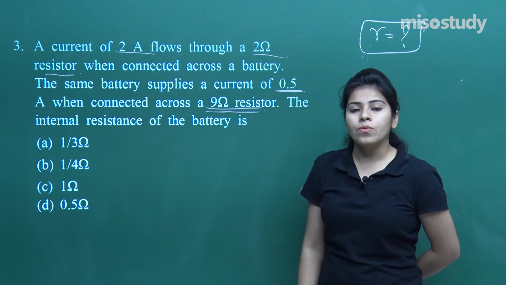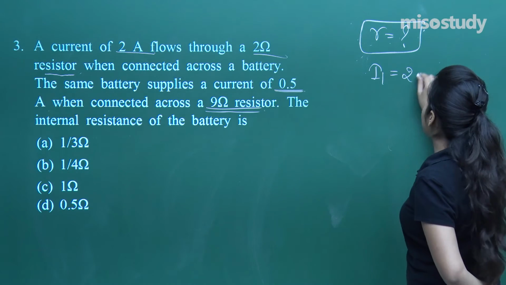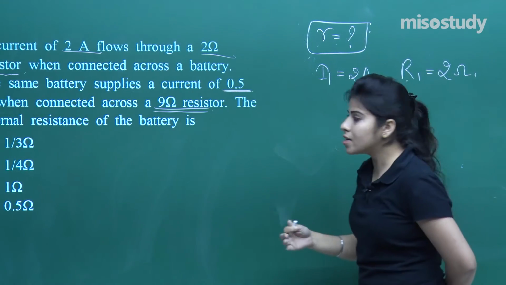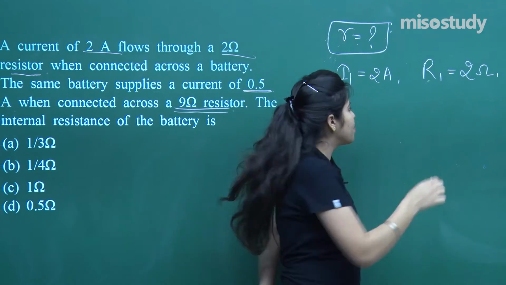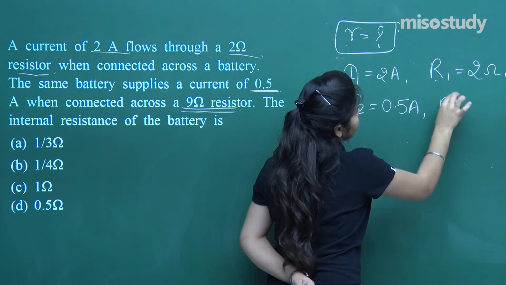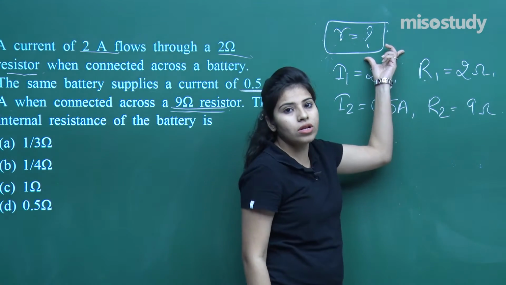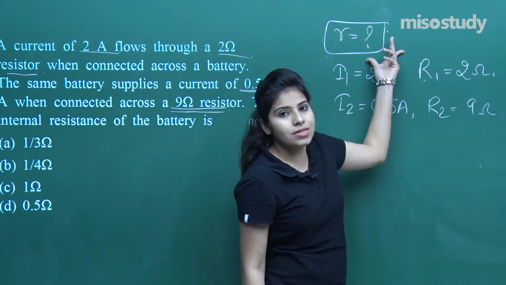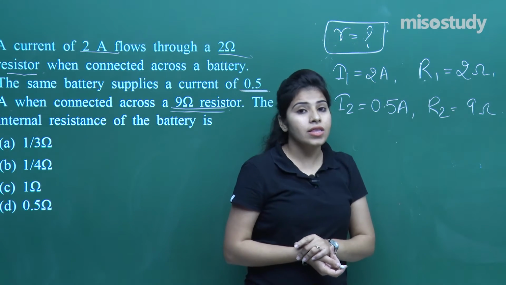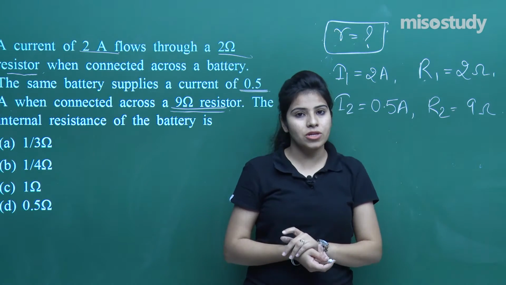In the question we have been given, let me just write over here, I1 as 2 ampere when your R1 is 2 ohm. Second condition, I2 is 0.5 ampere when your R2 is 9 ohm. So we have to find this small r, that means the internal resistance. We know that there is one formula with us. In the question, the important thing that has been given is that the same battery has been used.